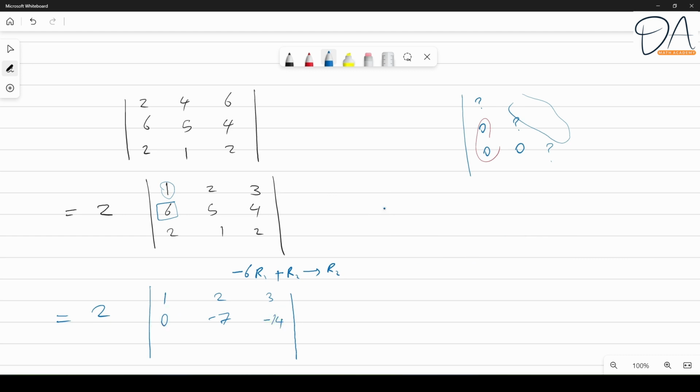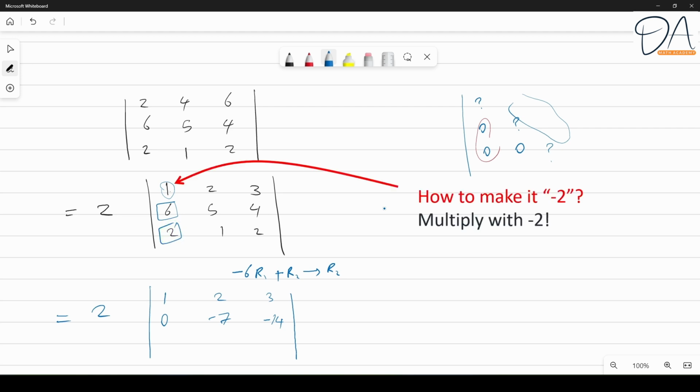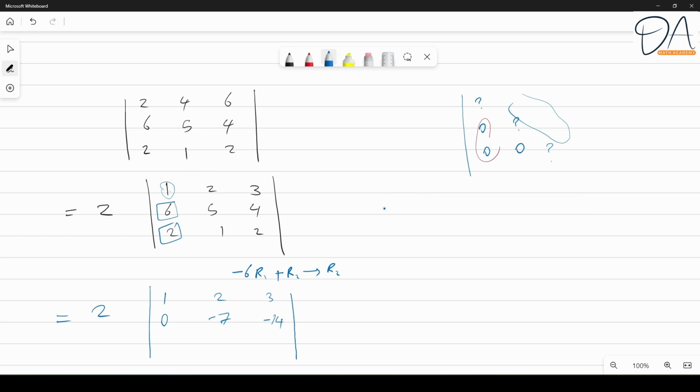Now we need to introduce a 0 in the third row. How to get 0 in the third row? Here we have 2, and in order to cancel this 2, I need to get minus 2 added to it. To get a minus 2, it means I need to multiply the first row with minus 2. So my next operation will be minus 2 times R1 plus R3, and this gives me R3. Notice again, R3, the one that I want to modify, I will not multiply with anything, but I'm multiplying the other row.